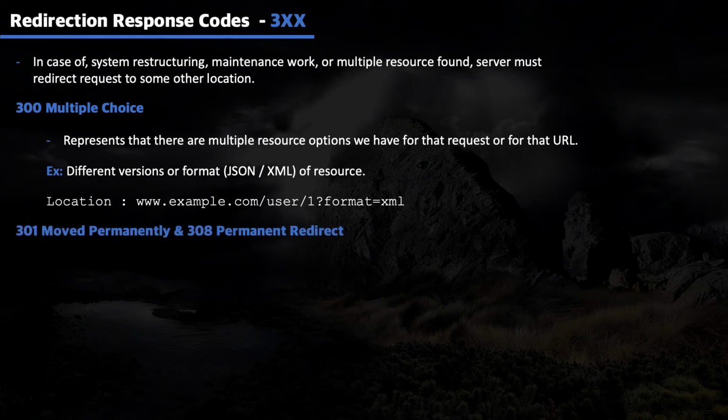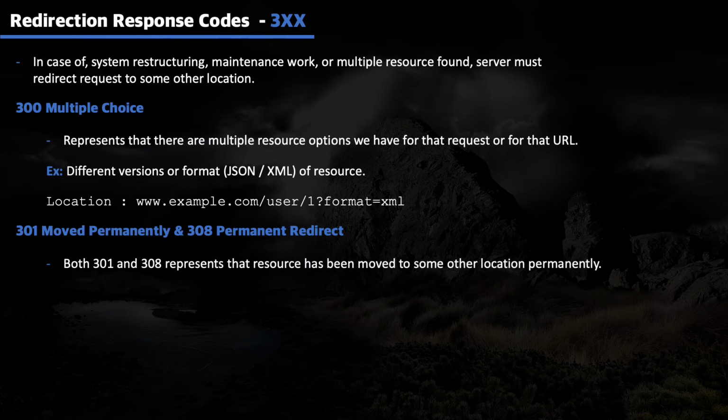Moving ahead, we have 301 Moved Permanently and 308 Permanent Redirect. Here 301 and 308 represent that a resource has been moved to some other location permanently. Normally we use these response codes when we update something or restructure our system where that resource is not found at that place. The Location property in the header has the URL pointing to the new location of the resource, and the client needs to call a second time with this new URL.